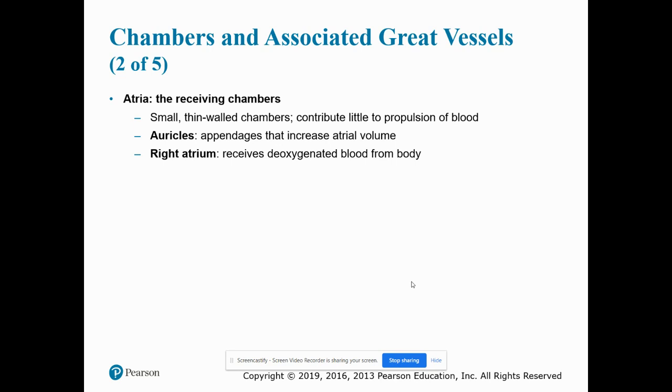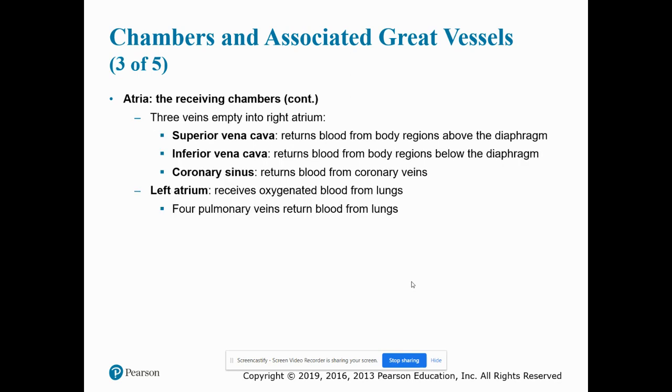And the right atrium is going to receive deoxygenated blood from the body. 3 different veins empty into the right atrium: the superior vena cava, the inferior vena cava, and the coronary sinus. So the superior vena cava is going to return blood from body regions above the diaphragm, the inferior vena cava from below the diaphragm, and the coronary sinus is going to return blood from the coronary veins. Then we have the left atrium, which is going to receive oxygenated blood from the lungs, and 4 pulmonary veins will return blood from the lungs.